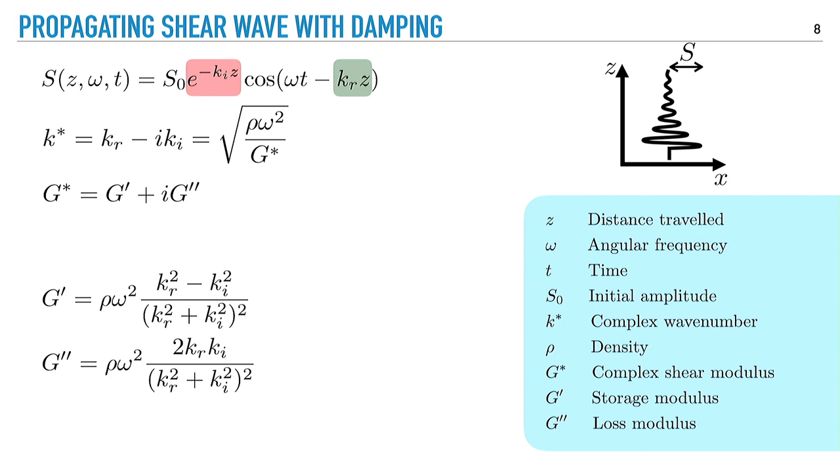The complex wave number k star is composed of k_R and k_I, and is also related to G star, which is the complex shear modulus. And the complex shear modulus is composed of G prime and G double prime, the storage modulus and the loss modulus. The storage modulus is a measure for the elastic part of the material or the swarm, and the stored energy. Well, the loss modulus is a measure for the dissipated energy or the viscous part. And we can rewrite G prime and G double prime in terms of k_R and k_I. And then you can already see that if we get the decay of the amplitude as a function of height and the phase change as a function of height, and we fit those, we can obtain k_I and k_R.